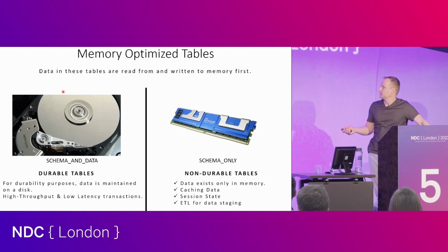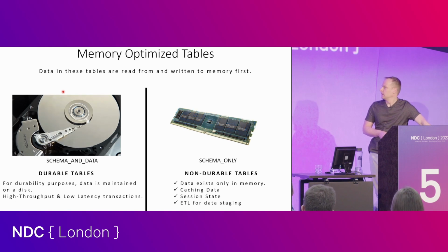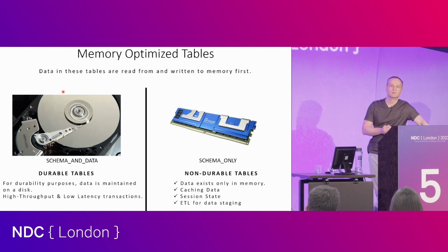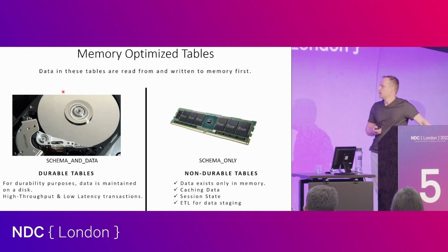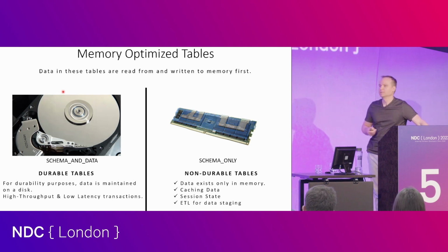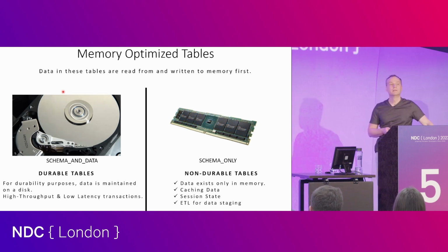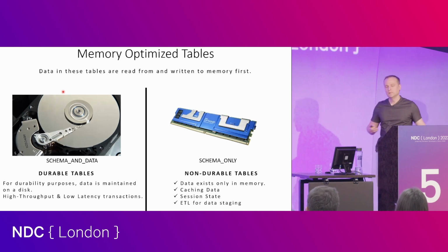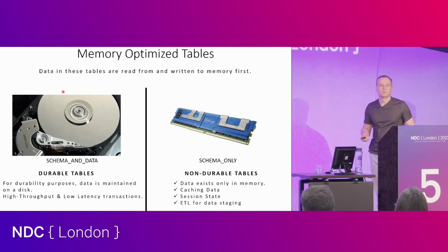The second option is non-durable tables, which I have most of the experience with. In here, the data only exists in memory. It never hits the I/O, or it never hits the disk. As you might guess, this is really fast. And this is great if you want to cache the data. This is great for session state, for ETL data staging. If you are doing SSIS packages and you have a lot of data, you can do that by using non-durable tables. So you can really compare that with Redis at this moment.